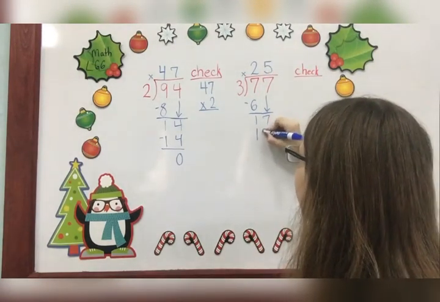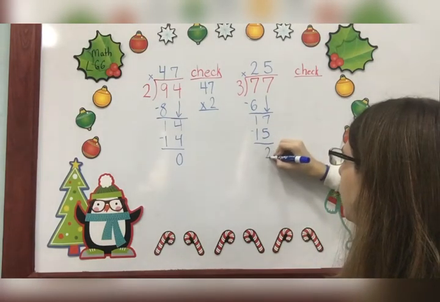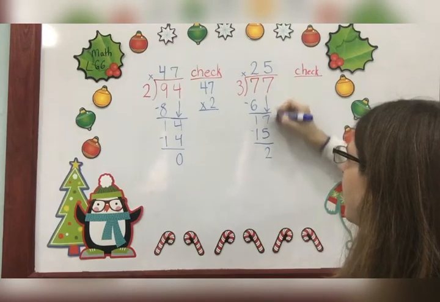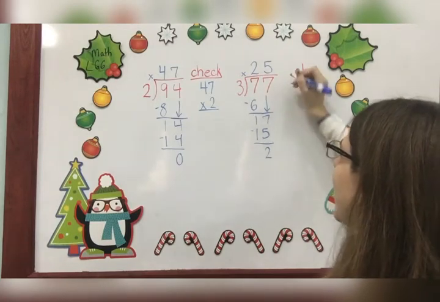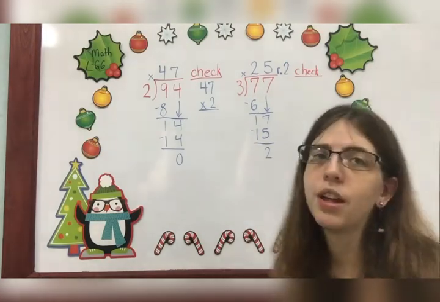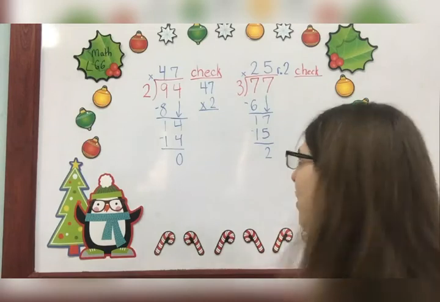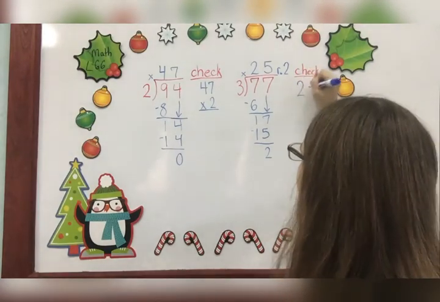5 times 3 is 15. 17 minus 15 is 2. There's nothing left to bring down. 2 is less than 3, so that means my remainder is 2. Don't forget to write your remainder at the top. Now I'm going to check. This check I'm going to do with you.